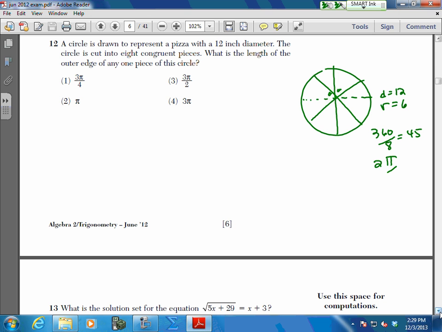2 pi. Mr. Desiderio, please report to Ms. Siegel's office.